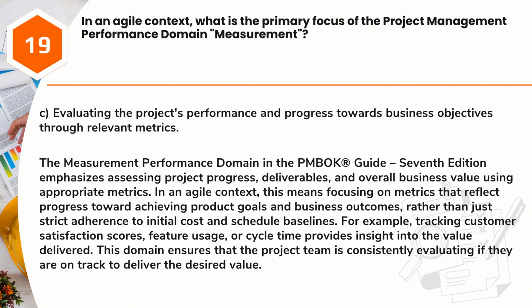Answer: C. Evaluating the project's performance and progress towards business objectives through relevant metrics. The measurement performance domain in the PMBOK Guide, 7th edition emphasizes assessing project progress, deliverables, and overall business value using appropriate metrics. In an Agile context, this means focusing on metrics that reflect progress toward achieving product goals and business outcomes, rather than just strict adherence to initial cost and schedule baselines.